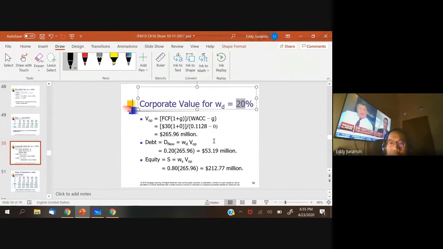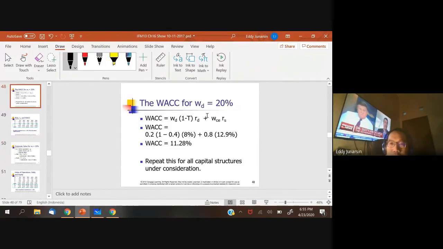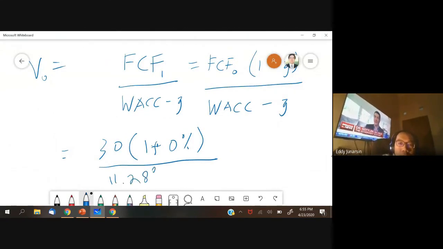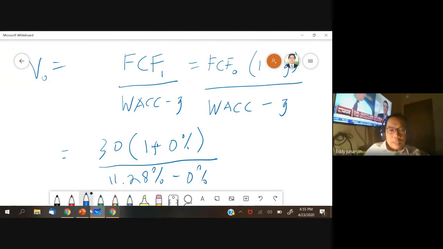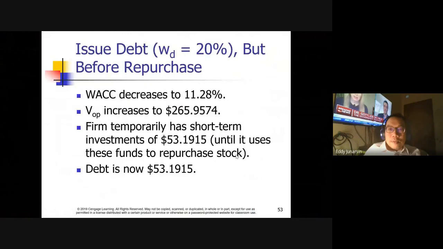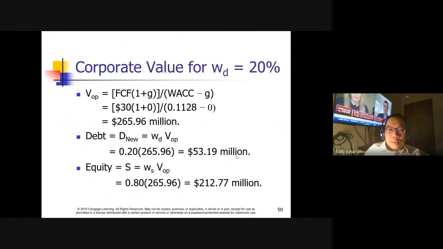What is the cost of capital again? Okay, here, this one. Or if you want to see it in a table, you can see this one. So the cost of capital when we use 20% debt is 11.28%, minus the constant growth forever in the story, which is 0. And let's see how much we'll get. Here, 265.96 million.